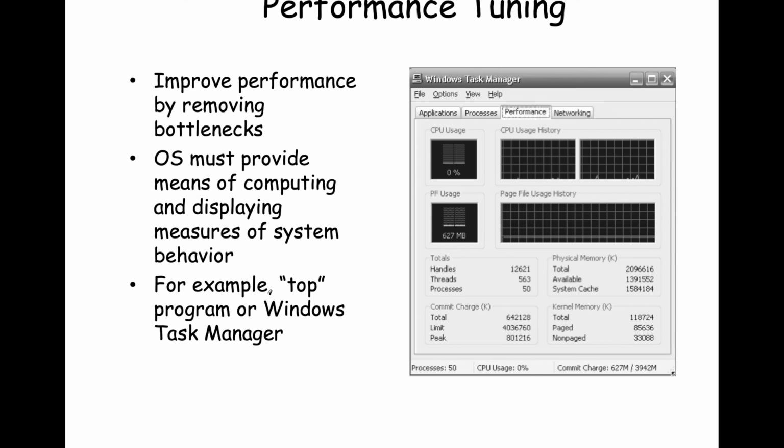We have the Windows Task Manager, and what this tells you is how different processes that are running, how much of the CPU they're using, and other metrics like memory and things like that. And so the reason why this is available is because it can help you to improve your performance by improving those things that are the bottlenecks slowing down your system. And so the operating system has to provide a way for you to display these measurements of system behavior. On Unix, the command top will give this information to you, but on Windows, the Task Manager will allow you to list all of the programs or processes running and look at things like how much memory they're taking, what percentage of the CPU they're taking up, and so forth.